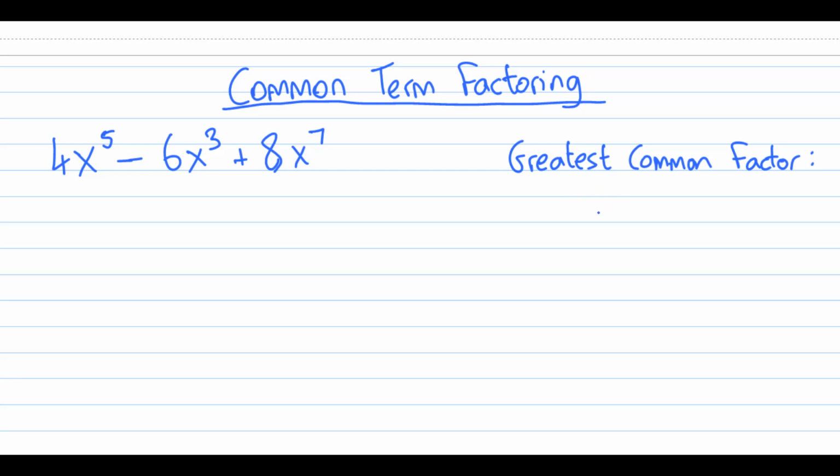So the greatest common factor of each of the numbers, 4, 6, and 8, is 2. And the highest power of x that we can take out of all of those terms is going to be x to the power of 3. It's going to be the smallest one, the smallest of each of those.